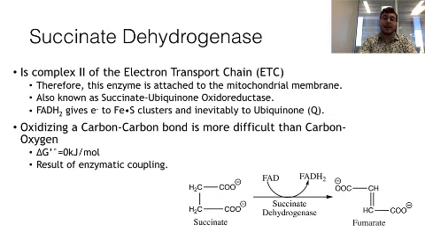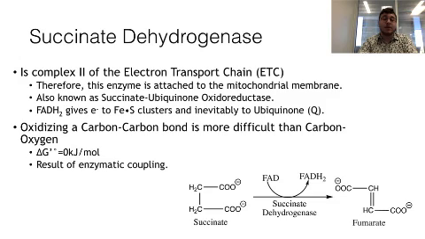The 6th step is catalyzed by succinate dehydrogenase complex. Succinate is oxidized to fumarate, and FAD is reduced to FADH2. Fumarate has a trans double bond. This is very important. This is complex 2 of the electron transport chain, and is the location of FADH2 entry into the electron transport chain.